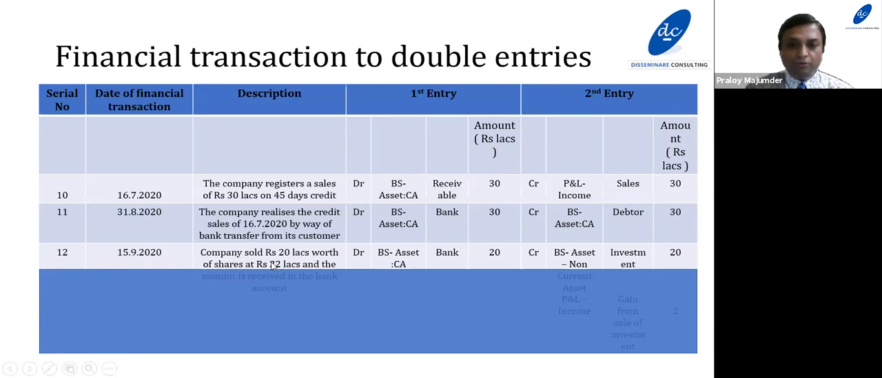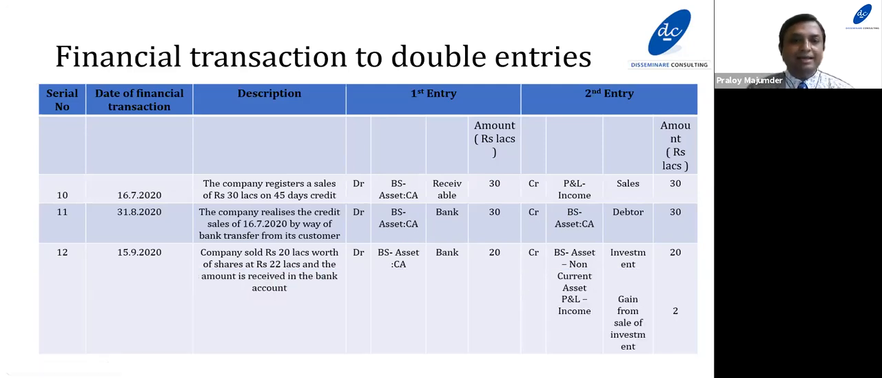Last, the company sold 20 lakhs worth of shares at 22 lakhs and the amount is received in the bank account. So on that day, it's an immediate inflow. So debit, balance sheet, asset, current assets, bank 22 lakhs. And what would be the second entry? Credit. Now again, it has got two parts. One is that some outflows happened in the past on account of that inflow. That part would be captured in the balance sheet, and the extra amount it has got will go to the P&L. So balance sheet, asset, non-current assets under the head investment, it will be 20 lakhs, and the P&L income, gain from sales of investment, it will be classified as other income. So it is split into two parts.